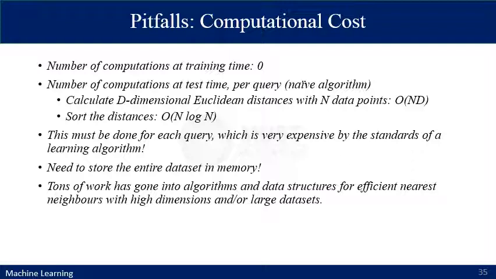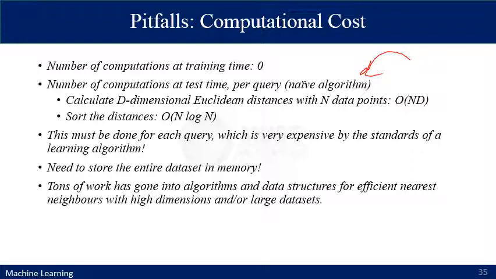The final pitfall that the nearest neighbor algorithm suffers from is the computational cost. However, you may be surprised to know that there is zero training time for this nearest neighbor algorithm, because you do not have to learn these examples before calculating the label of a new example. So whenever you want to classify a new example, you have to perform a number of computations at test time per query. Therefore, it is also similar to the naive algorithm discussed in the previous lecture.